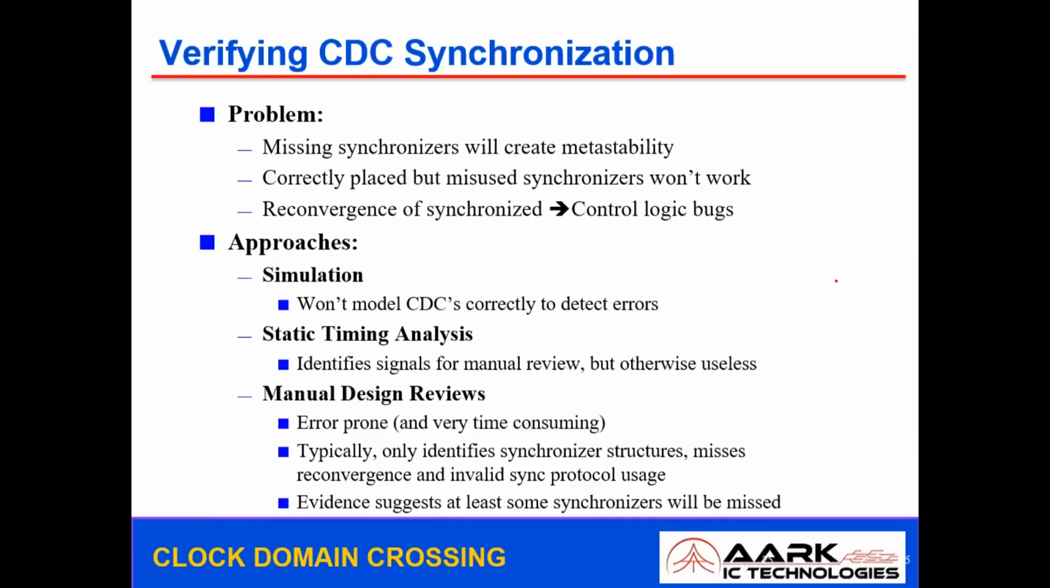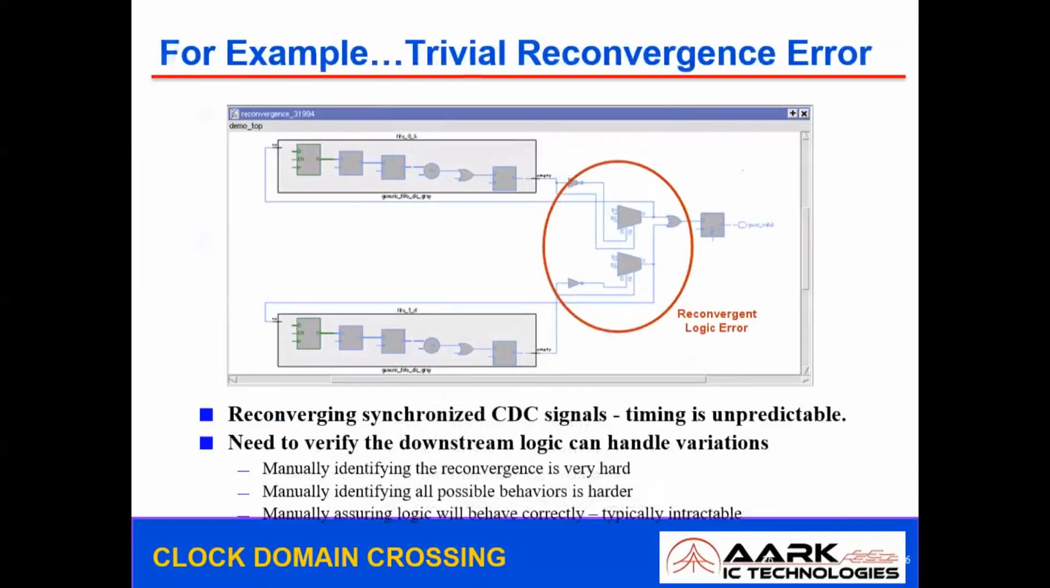The manual design reviews you can do to an extent, but when the design becomes complex, it is very difficult to identify issues even with manual reviews. Evidence suggests at least some synchronizers will be missed. So the reconvergence errors, like when you have different paths, are the things that you can add to the reconvergence.